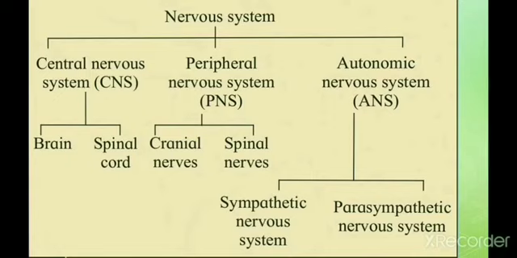Now, if I say the word peripheral nervous system, that means the system is present away from the center or away from the axis, or you can say it is towards the periphery of the body. Here, whatever the nerves arise from brain and reach to different parts of the body, they are called as cranial nerves. And those nerves which arise from spinal cord are called spinal nerves. So, cranial nerves and spinal nerves together form the peripheral nervous system.